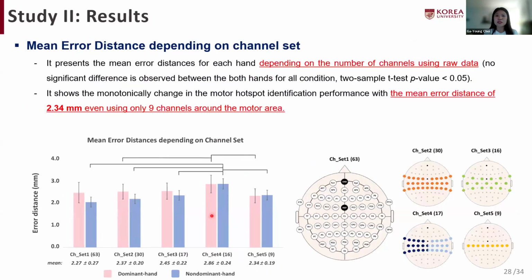This shows the mean error distances for both hands with respect to the number of channels using low data. It shows a mean error distance of less than 3 millimeters under all conditions. Notably, the average error distance was 2.34 millimeters, even when only using 9 channels around the motor area. Especially, the current study demonstrates significantly superior performance compared to the previous study that reported an error distance of 10.3 millimeters, which means around 1 centimeter under the same condition.